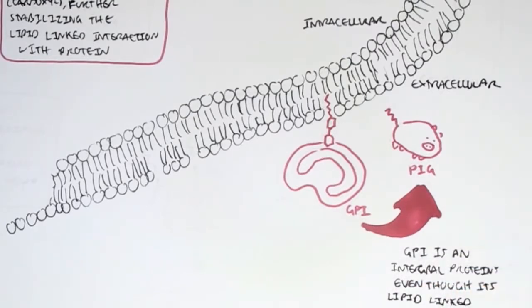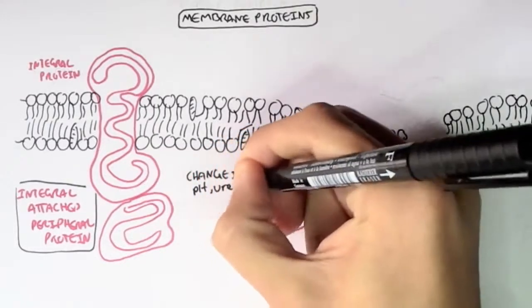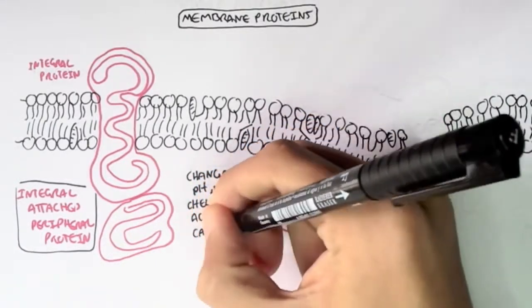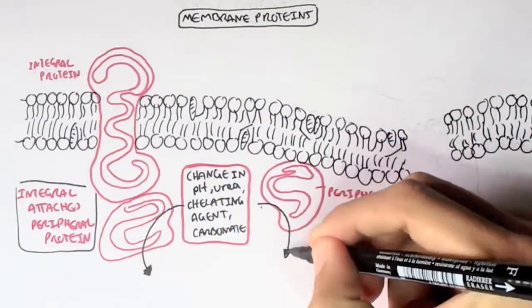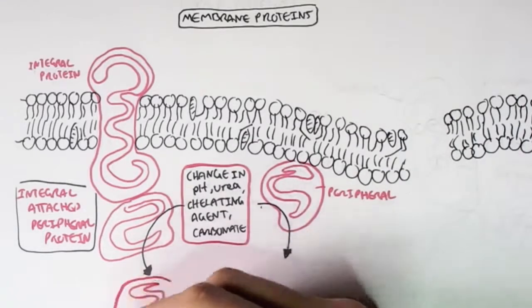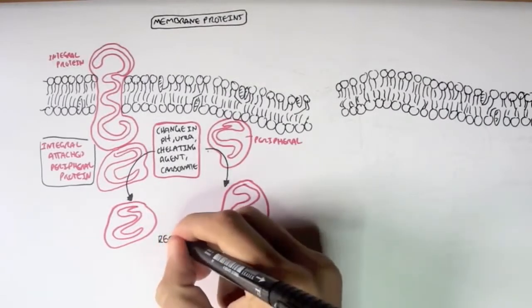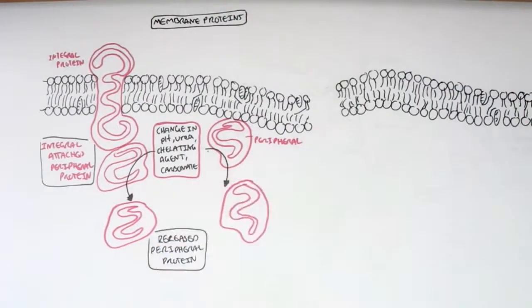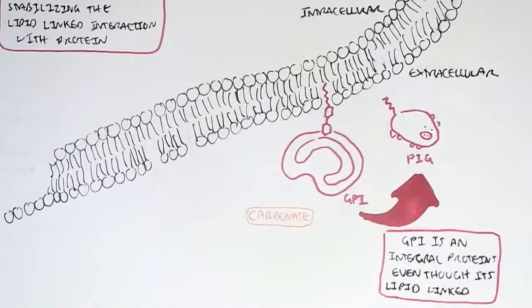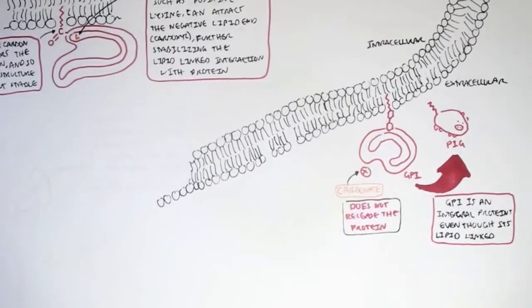And why is it lipid-linked? Well, let's have a flashback to the beginning of this video. Remember I mentioned that a change in pH, urea, or addition of chelating agents or carbonate can actually remove peripheral proteins from where they are attached. In this case, a peripheral protein is removed from an integral protein and one that is bound to the membrane. And so these types of chemicals actually release the peripheral proteins. However, carbonate, which is one of these chemicals, does not release GPI. And so that is why it is classified as an integral protein, because usually carbonate will work in removing peripheral proteins.